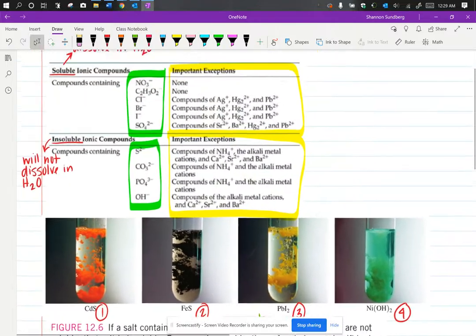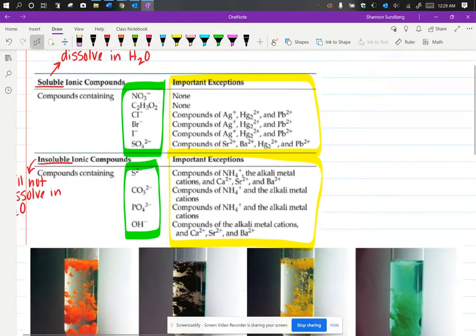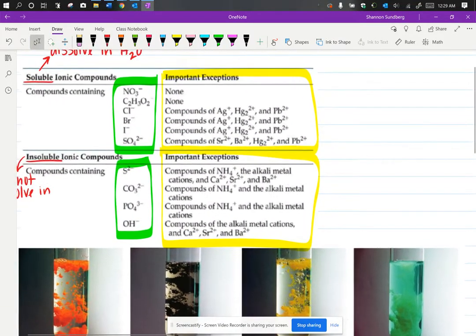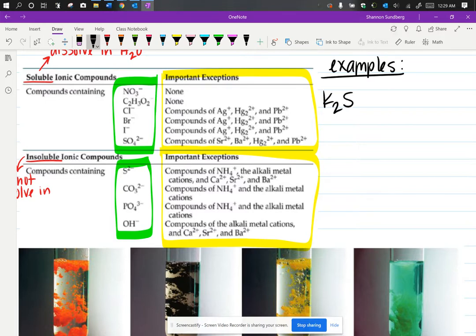Now what I want to do is kind of drill this home and do some examples with you off to the side. Okay? So let's look at this first example. How about potassium sulfite? So K2S. We'll just do some examples here. Okay, K2S. Well, let's find sulfur. You look at your anion, the second letter there. Here it is.